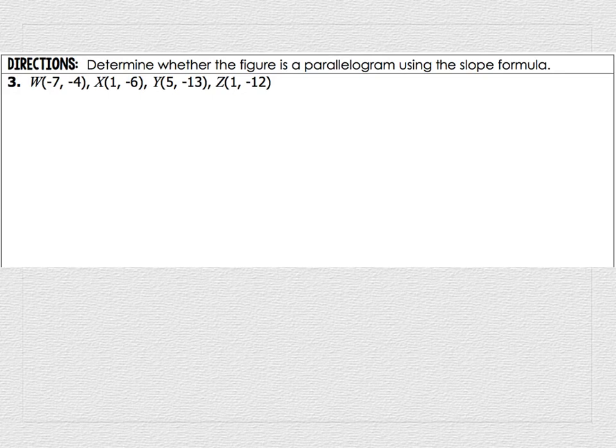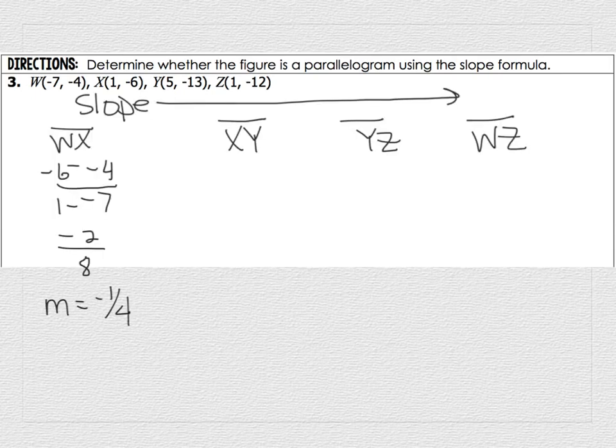So for this particular one, number 3, it says determine whether the figure is a parallelogram, but this time we're going to use the slope formula. So for the first one, the slope of WX, we put our y's together, we put our x's together, and we subtract them. We simplified it to get negative 2 over 8, and we simplified that to get negative 1/4. So the slope of WX is negative 1/4. You find the slope of XY and then check back in.